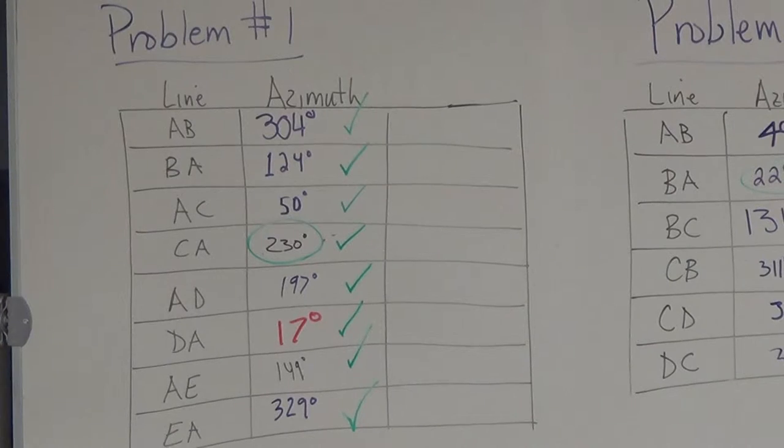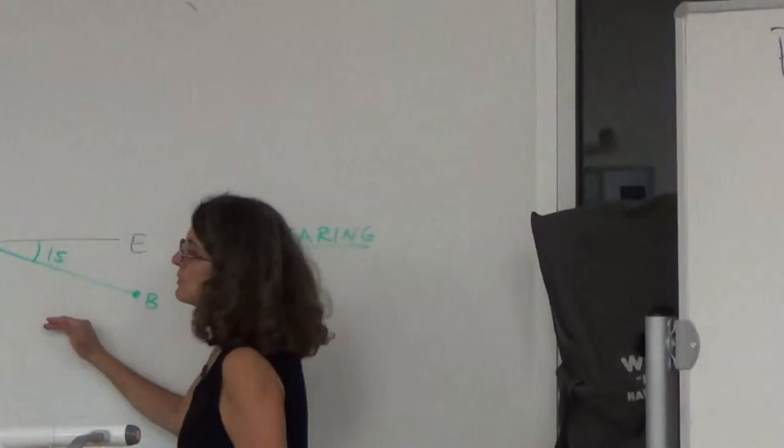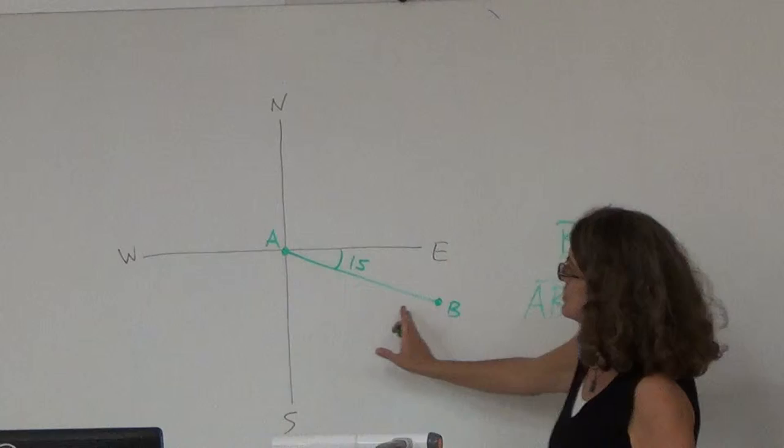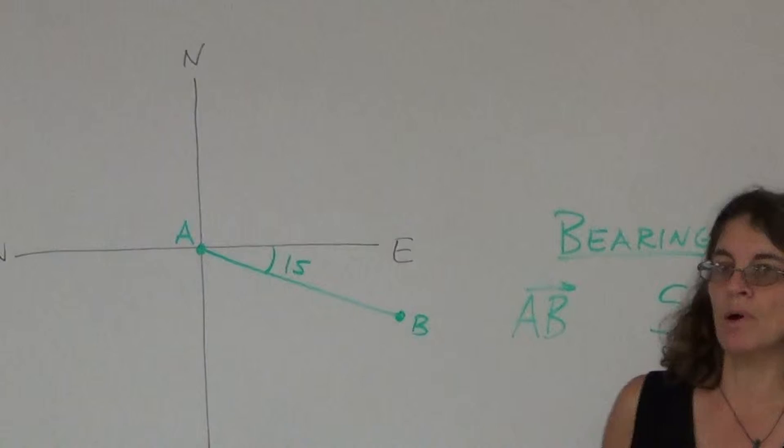So the reference is either north or south. When you look at the direction going from A to B, is it closer to south or closer to north? South. So it's south. And is it east or west? East. And I think everybody's comfortable with that part, right? Because you look at this line and you say, yes, it's going southeast.